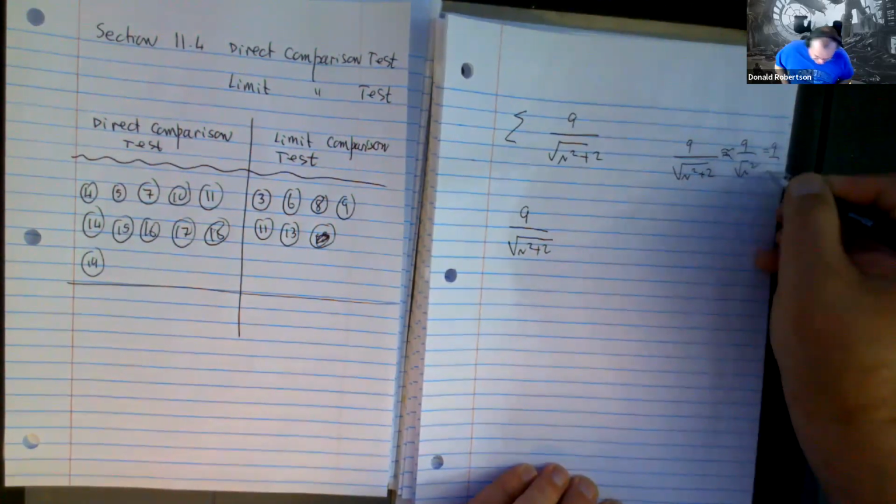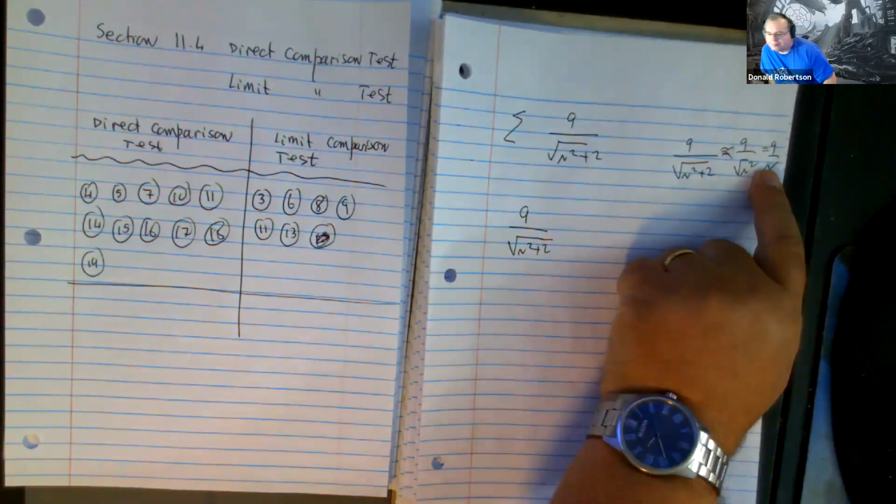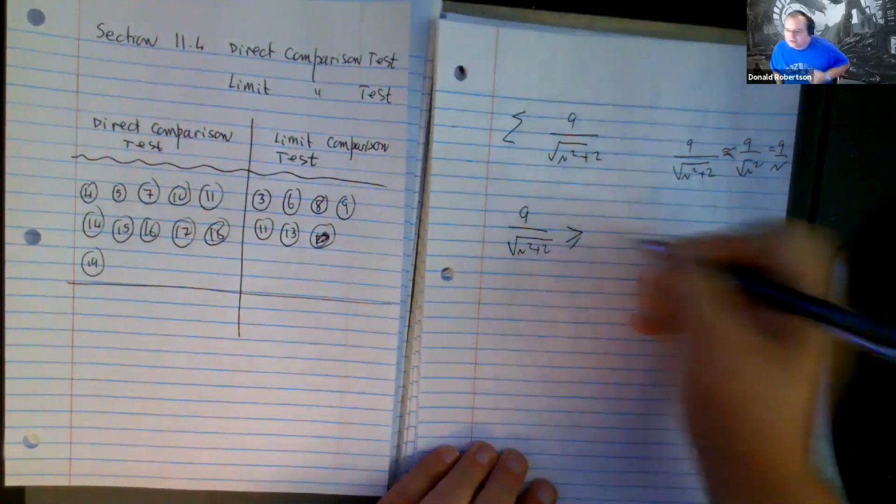Doesn't this guy behave like a 9 over n? 9 over the square root of n squared. So that's where I think your brain was. You just didn't express it the way you wanted to, right? It's 9 over n. Now, I know that diverges. That means I got to keep this guy bigger than the next guy.